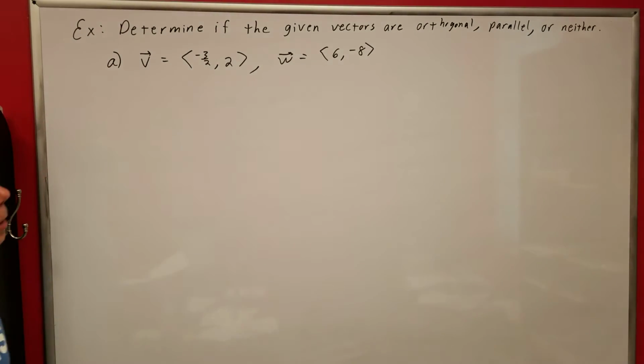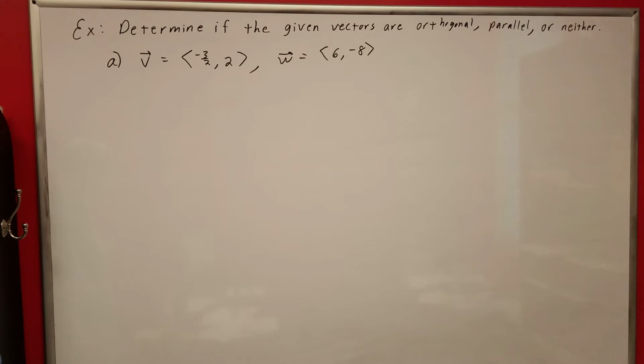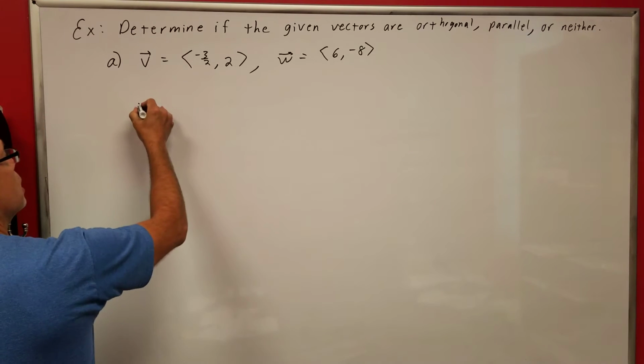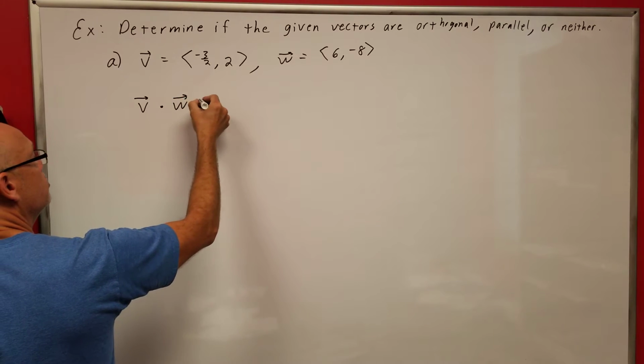Determine if the given vectors are orthogonal, parallel, or neither. Well, let's see. Let's take a dot product if we're going to check for orthogonal. So check for orthogonal. I'm going to say u dot w.